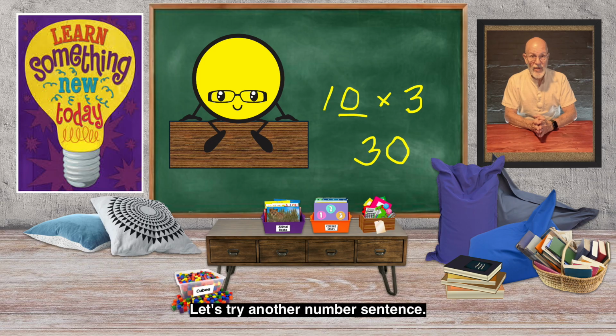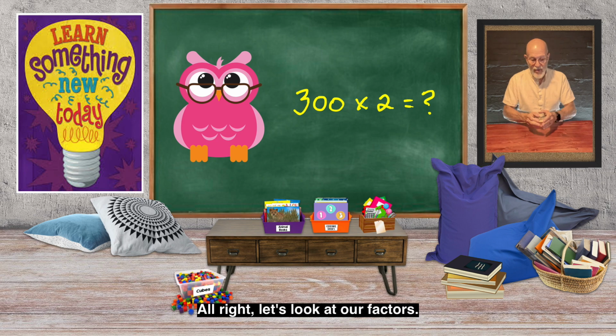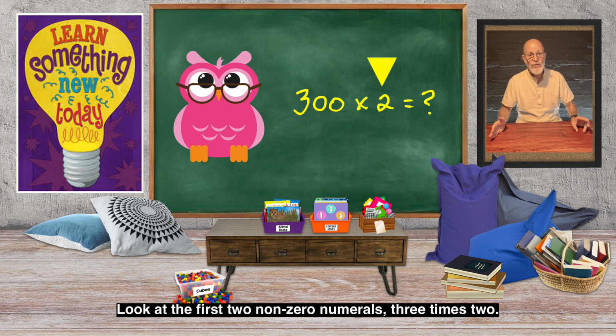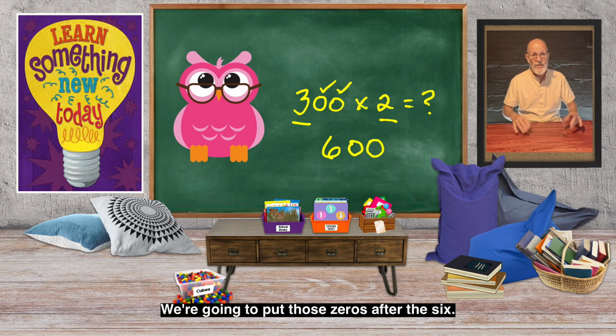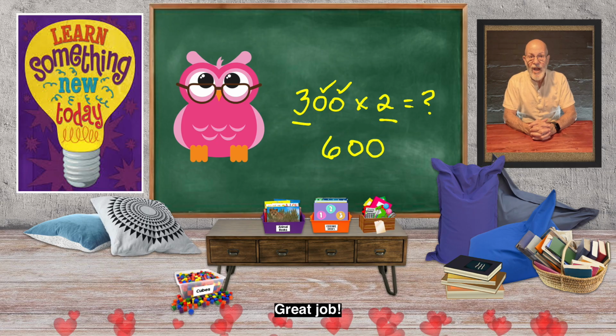Let's try another number sentence. Let's try 300 times 2. Let's look at our factors. We have 300 times 2. Look at the first two non-zero numerals, 3 times 2. 3 times 2 equals 6. How many zeros do we have? We have 2 zeros. We're going to put those zeros after the 6. Our answer is 600. Great job.